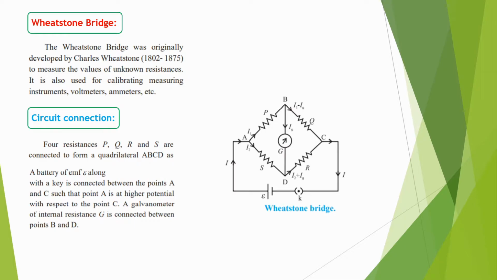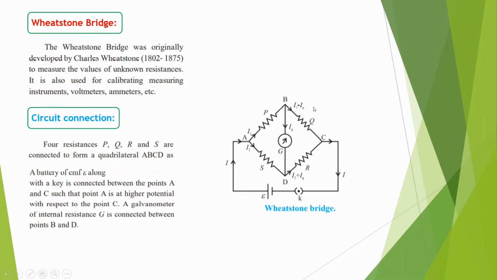So, when we talk about the Wheatstone's bridge, it was originally developed by Charles Wheatstone, and this Wheatstone bridge is used to measure the values of unknown resistances. It is also used for calibrating measuring instruments, voltmeters and ammeters. Let us see the diagram for the Wheatstone's network. So let us see the circuit connection.